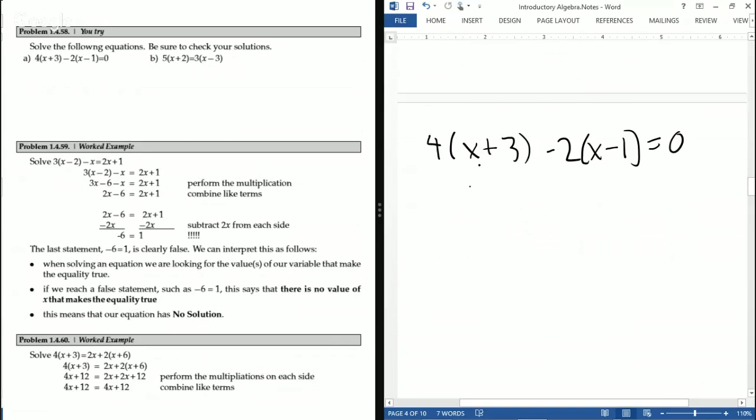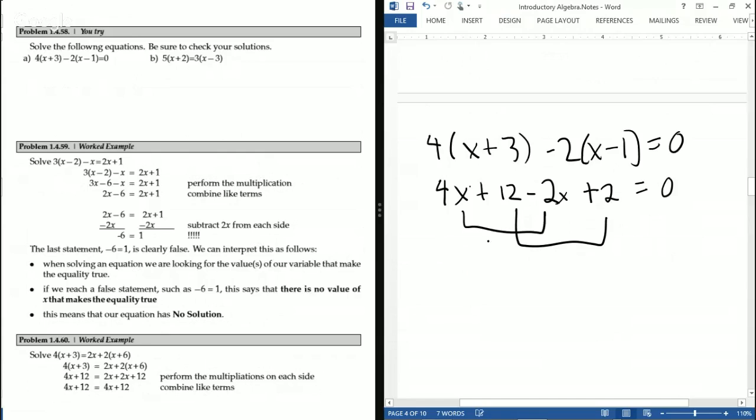We need to simplify the left-hand side. So here we go, distribute. Now distribute the negative 2 across. It's going to become negative 2x. And now negative 2 times negative 1 is a positive 2. A lot of people go wrong sometimes when they distribute a negative number and multiply by another negative number. You cannot forget about that. 4x minus 2x, these are like terms, and these are like terms. Now 4x minus 2x is 2x. Positive 12 plus 2 is 14, and it's all equal to 0.